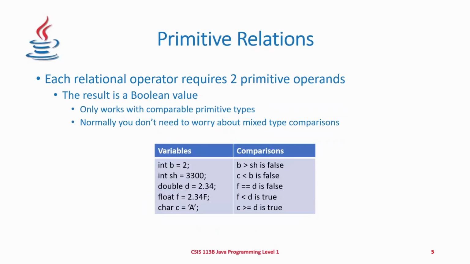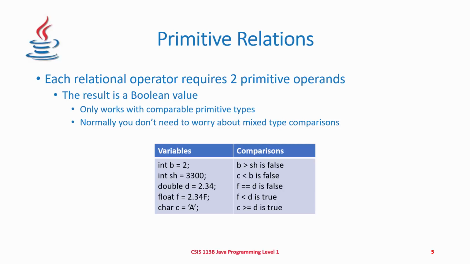Here we're taking a deeper look at primitive relations. It's important to know that each relational operator requires two primitive operands, or values. The result will be a Boolean value, and it only works with comparable primitive types. Most primitives are comparable, so you normally don't need to worry about that.